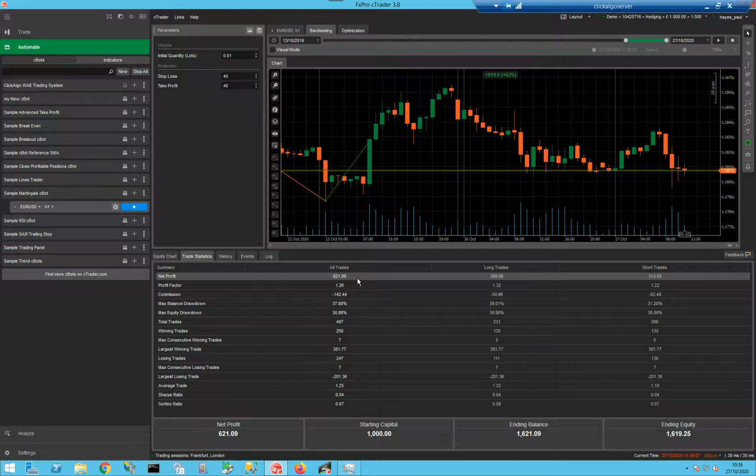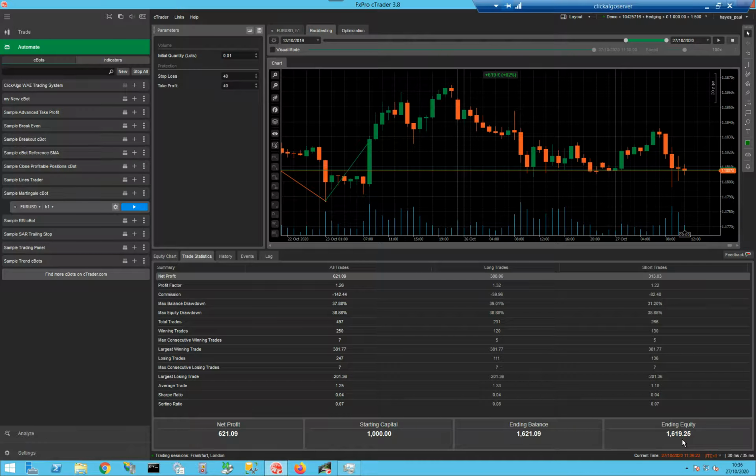So your net profit is pretty straightforward. What was your net profit at the end of the backtest? And you might see that your ending balance is slightly different than your ending equity. So one is 21 and one is 19. The reason for that is when the backtest finished, there were still trades open that were losing.